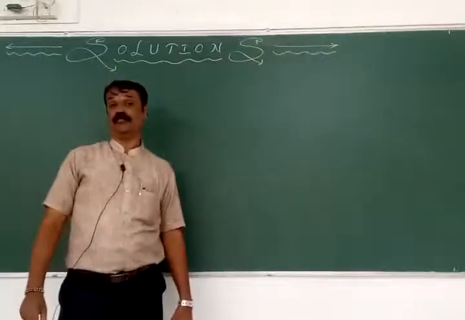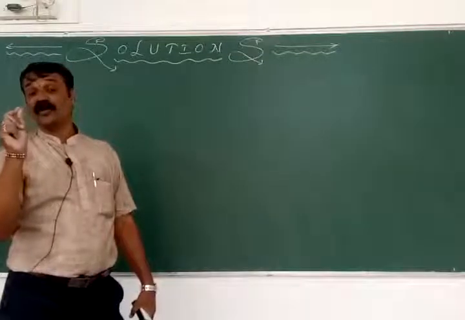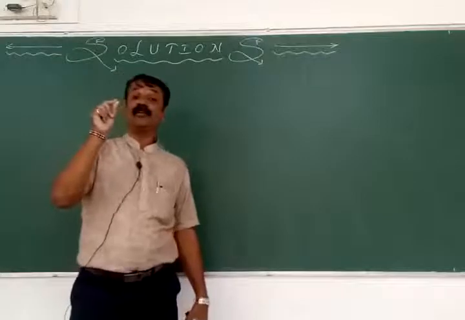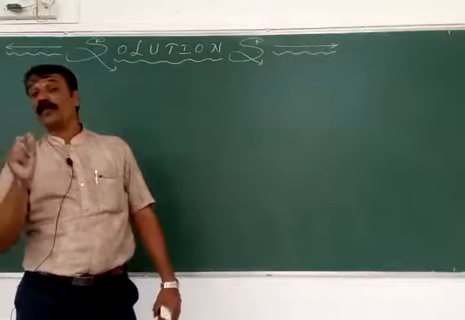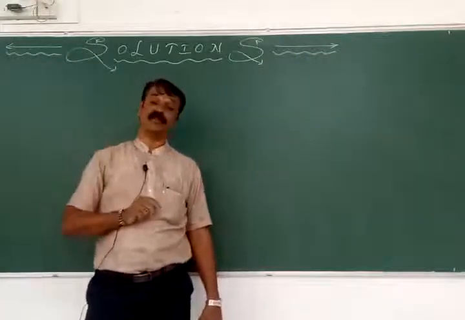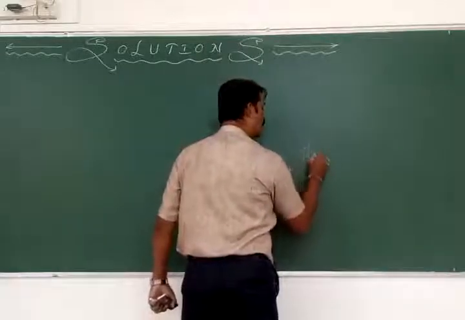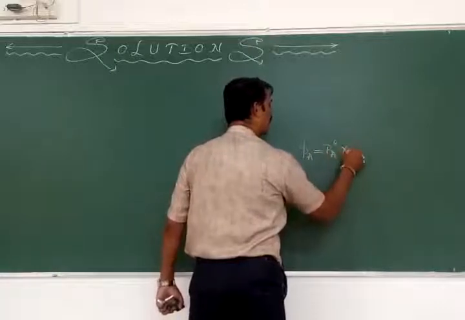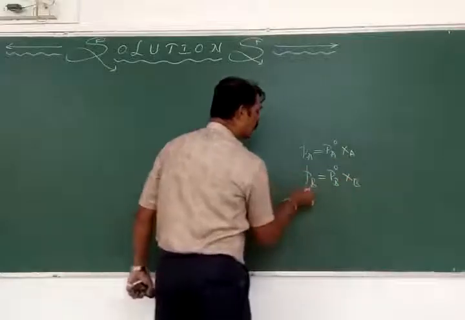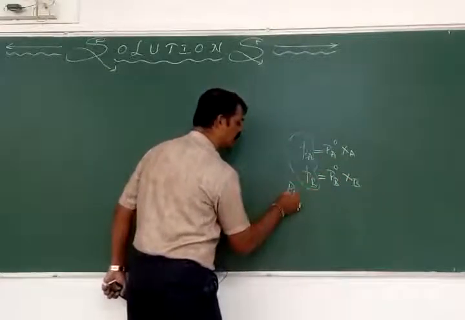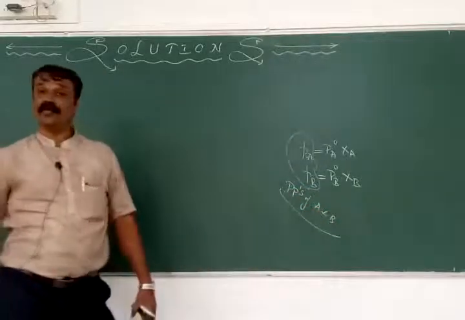into its respective mole fraction. That means the partial vapor pressure above the surface of the solution is equal to the product of the vapor pressure of that liquid in the pure state and its respective mole fraction. Mathematically, we write that as Pa equals Pa naught into Xa, and Pb equals Pb naught into Xb. So these are the partial vapor pressures of the two liquids A and B.